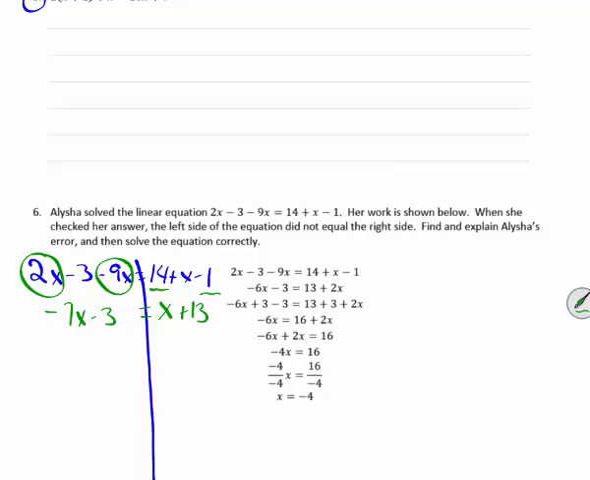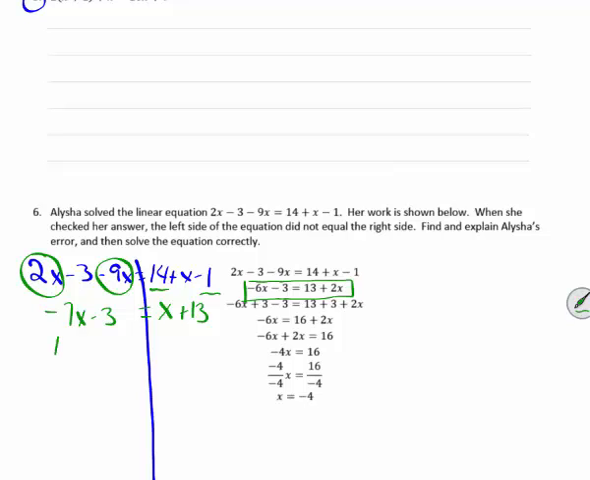So when I look over here, I can automatically see where she made her mistake. It's right there, right? When you do 2 minus 9, you're going to get negative 7, not negative 6. And when you do 14 minus 1, you're going to get 13. So that's where her mistake is, but they do want us to go through and finish this.